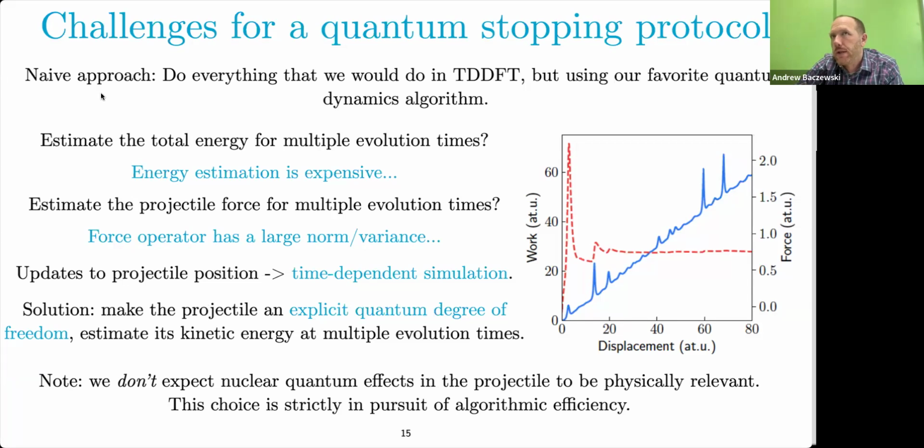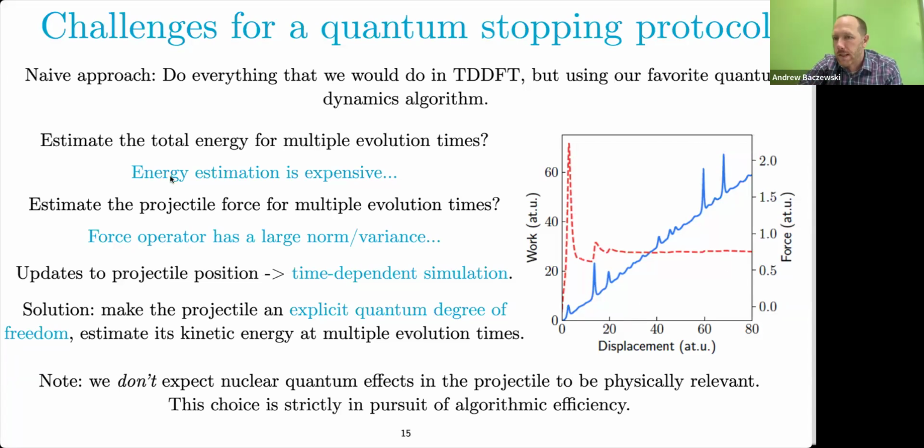So a really naive approach to this would be to just do everything that we would do in a TDDFT calculation, but using our favorite quantum dynamics algorithm to propagate everything in time. There are a couple of problems with that. One thing you might imagine doing is estimating the energy as a function of time. So, propagate the projectile for a couple of different times and basically see how the energy goes up as a function of the amount of time that you're evolving, basically the thing on the right here, right?